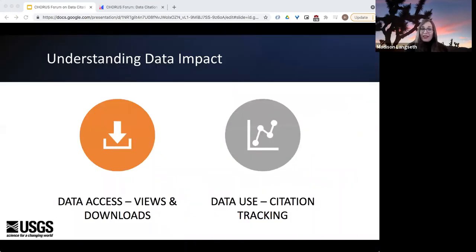So researchers are putting in a lot of effort to get their data released, and our science data management team wants to help these researchers, as well as USGS leadership, understand the impact of releasing these data. And we're trying to do this through a couple of different mechanisms. First, we're trying to understand how data are accessed at the repository level through number of views and downloads. And second, we are trying to understand data use through data citation tracking.